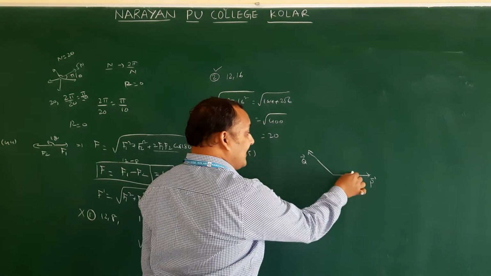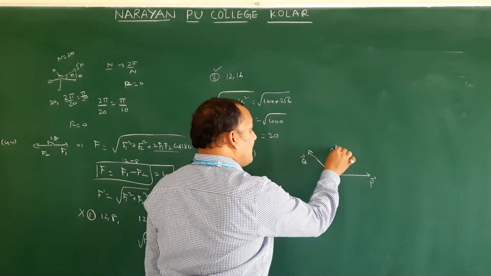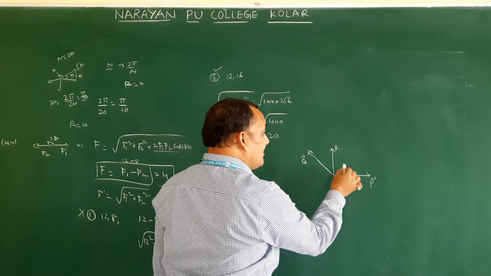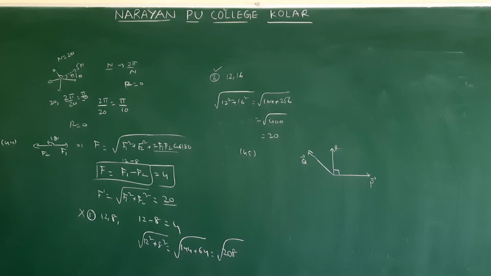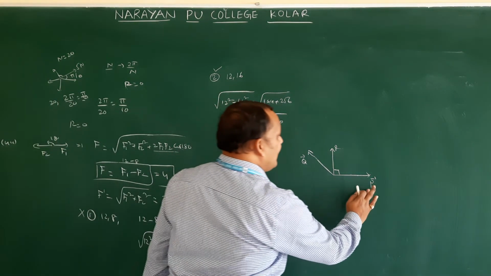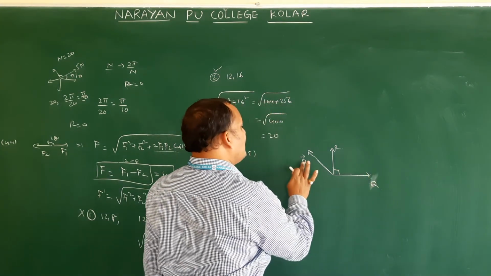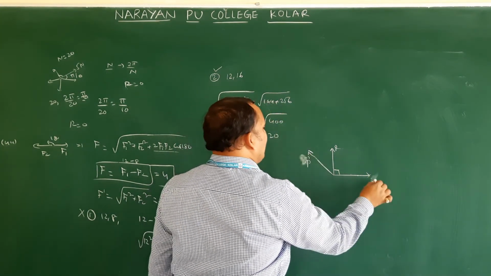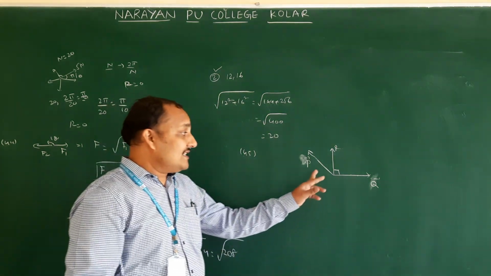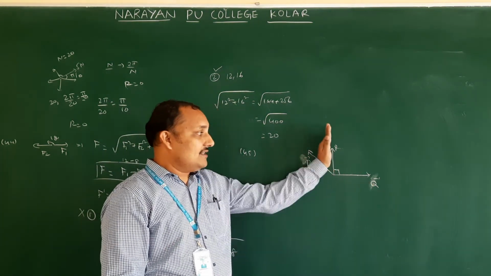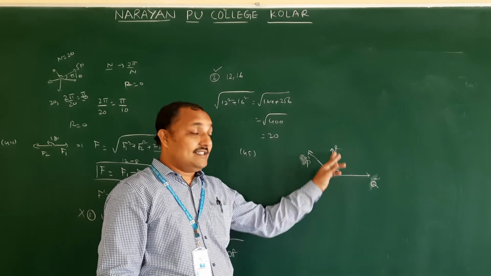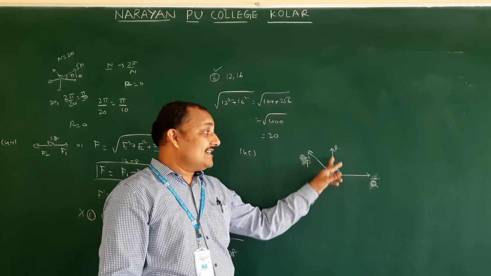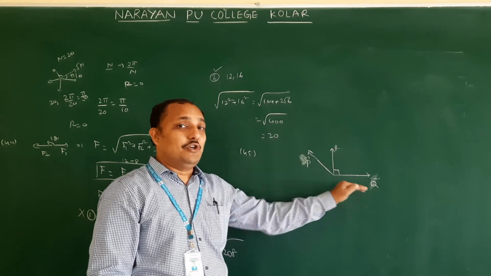The resultant of these two vectors p bar and q bar is perpendicular to q. Perpendicular to q means you can take this one as q, that is also no problem. So the resultant of p bar and q bar, this resultant is making 90 degrees with q.